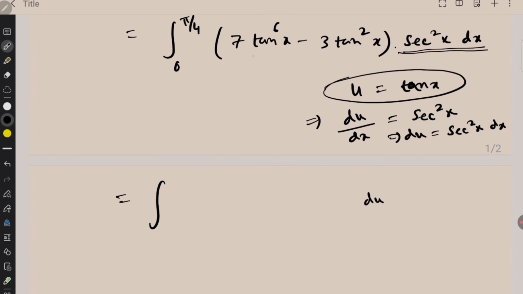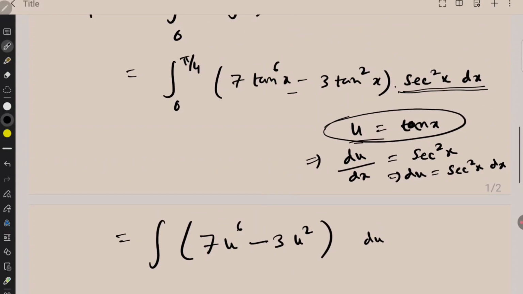Now what about these terms? 7 tan^6 x is going to be 7 times, so u is tan x, right? So this is going to be 7 times u to the power 6, minus 3 times u squared.